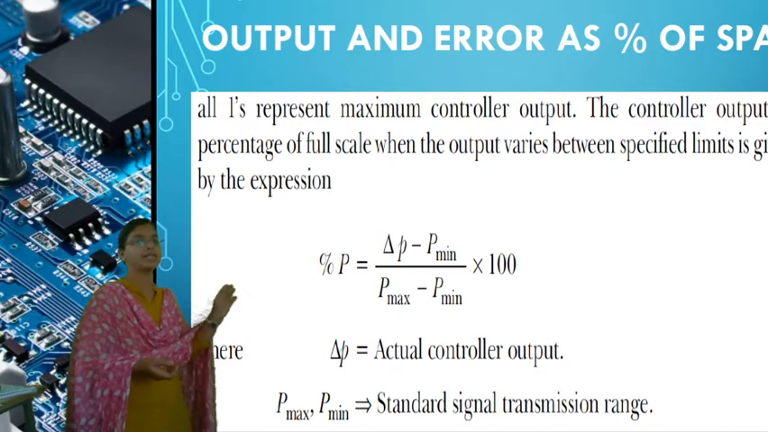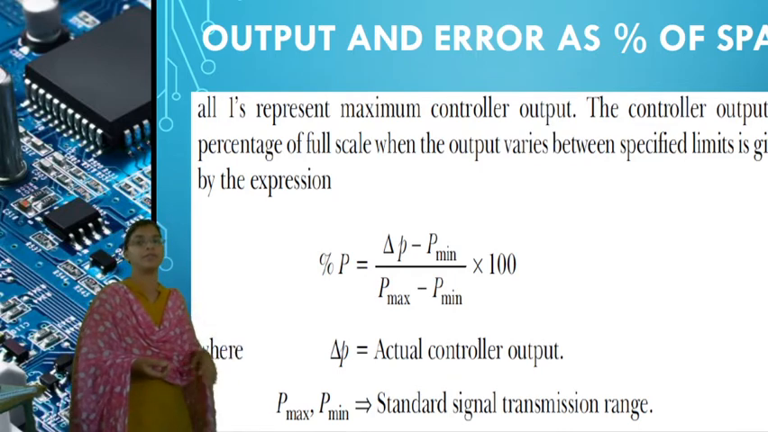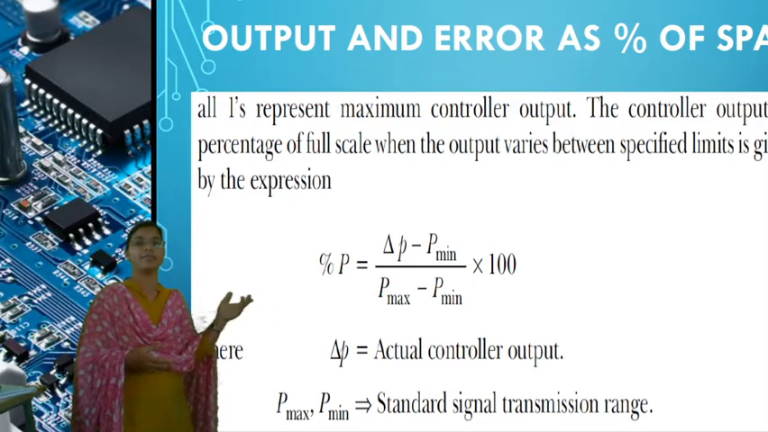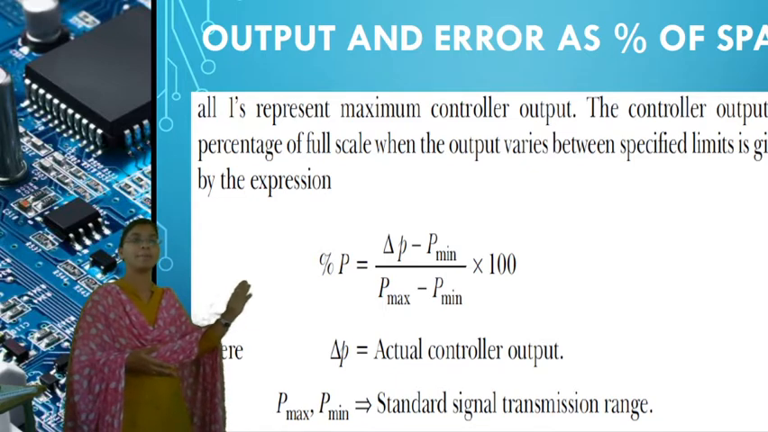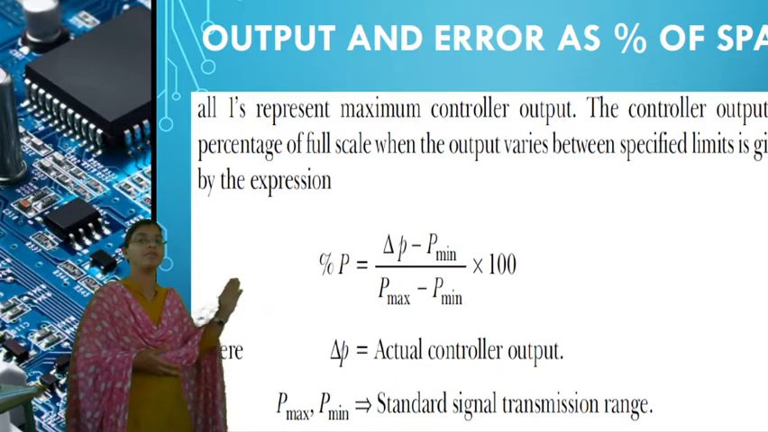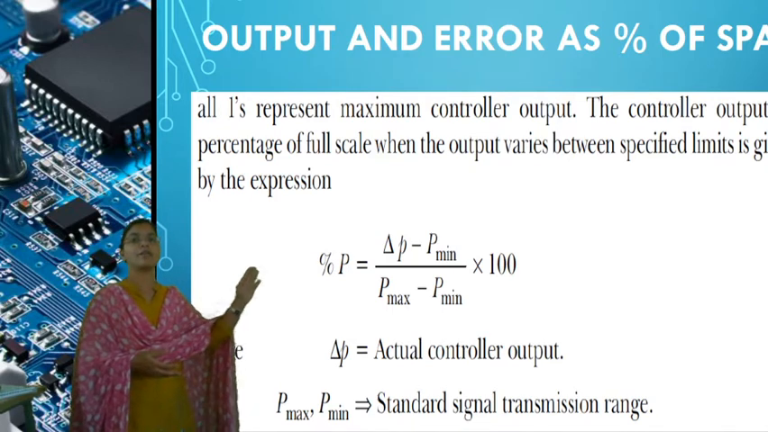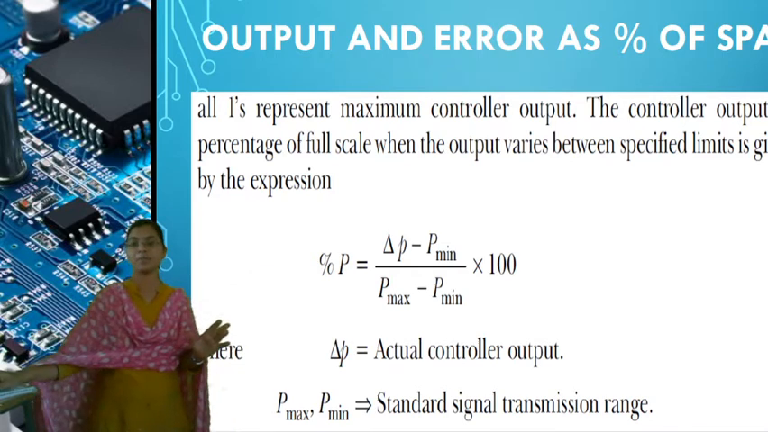So that can be expressed as percentage P equals P minus P min, by P max minus P min. Here we are writing the percentage, right? So it is multiplied by 100. So this is the entire formula, and this is for the output. If you write error as a percentage of span, then instead of writing percentage of P, we write percentage of E. Percentage of E equals, where R is the set point and B is the measured value, R minus B by B max minus B min, into 100. So that is the formula for the error as a percentage of span.